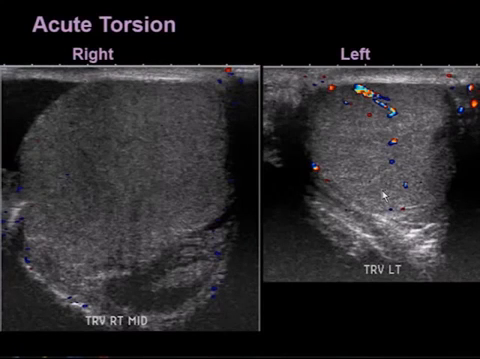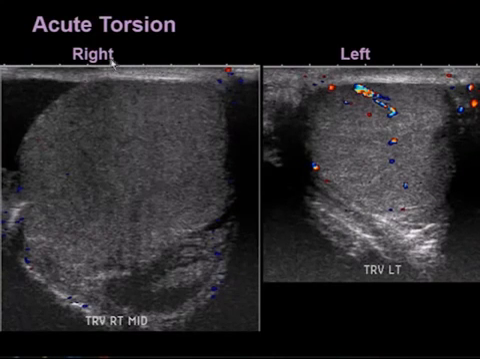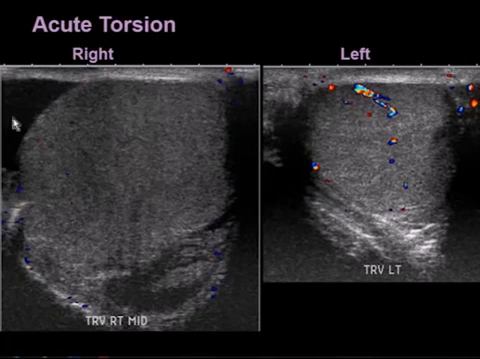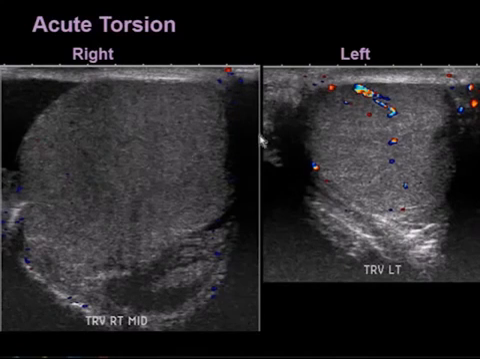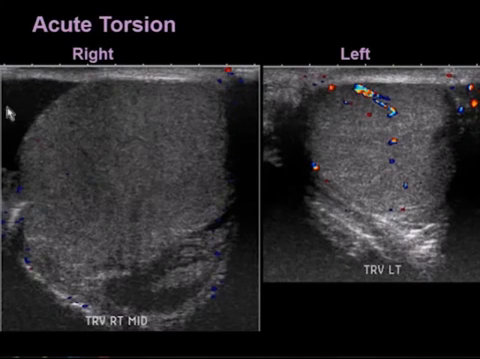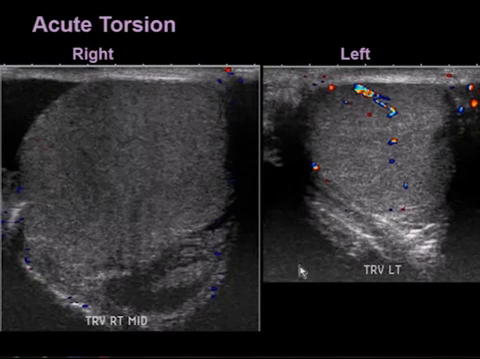So this patient has acute torsion. Here you can see the left testicle is smaller than the right testicle. You can see blood flow inside the left testicle and no blood flow whatsoever in the right. Also notice that the right testicle has homogeneous echo texture but is slightly darker than the left, and it's increased in size compared to the left.